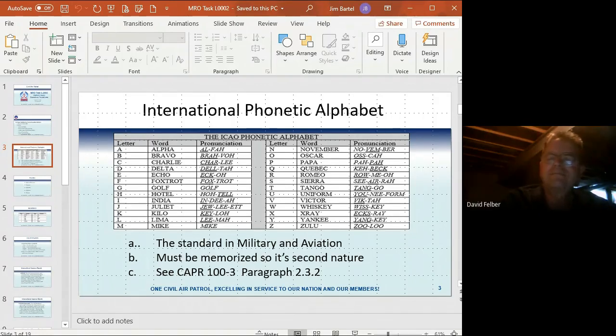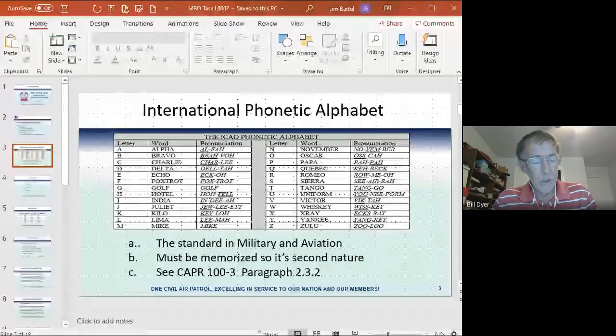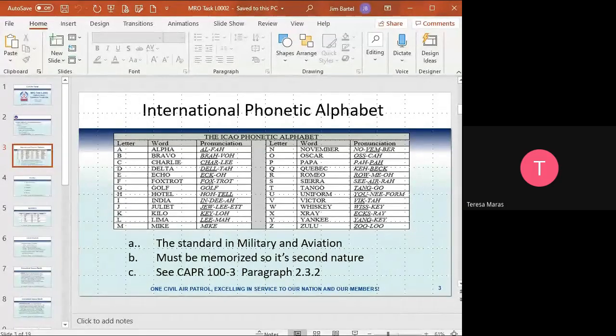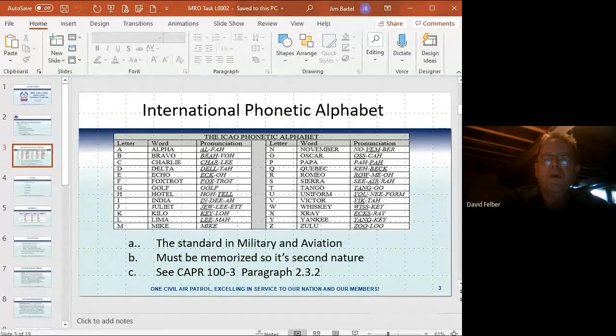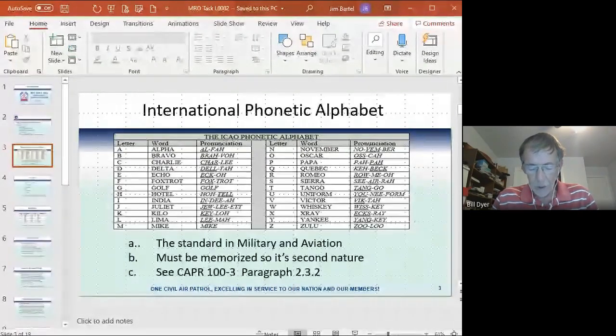Anyone else? I can try. Yes, sir. I'll let the cadet go first. Okay. Echo, Zulu, Romeo, Alpha. Echo, Zulu, Romeo, Alpha. Very good. Whiskey, India, Lima, Lima, India, Alpha, Mike.